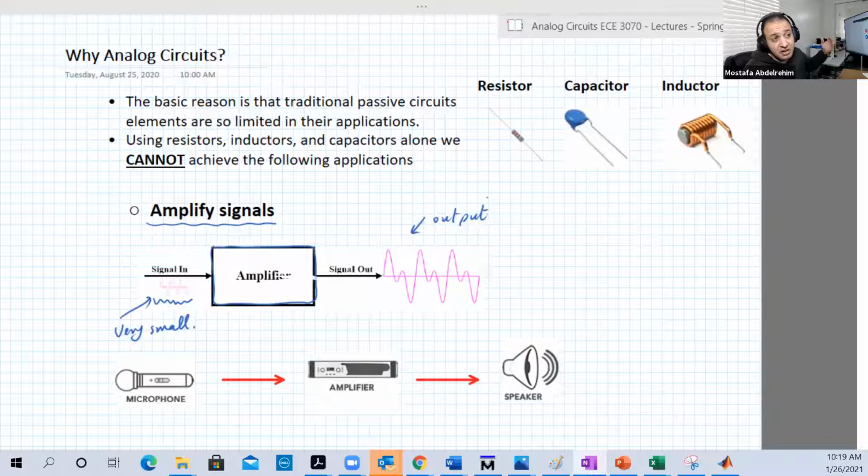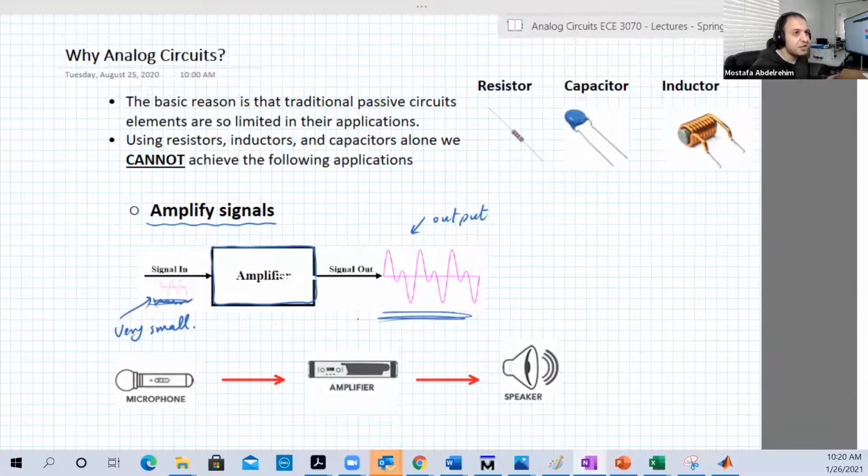So for example, instead of 0.01 volt at some point in time, it should be, for example, 5 volt, something like this. So you have here an input signal, and you have the same signal as the output, but it's amplified.